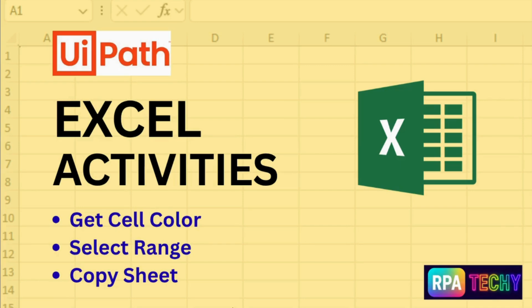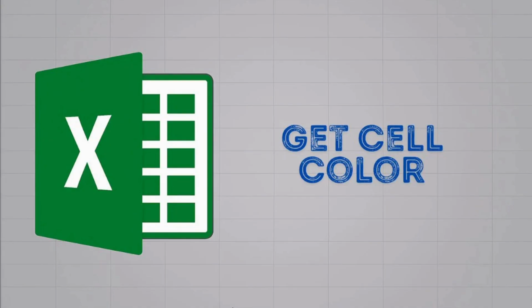Hello everyone, myself Sukrishna. In this video, I'm going to explain classic Excel activities like get cell color activity, select range activity, and copy sheet activities in UiPath Studio. So let's get started. Get cell color activity.